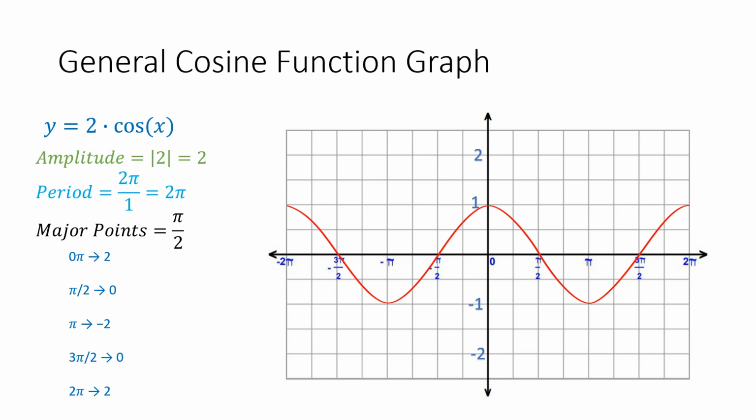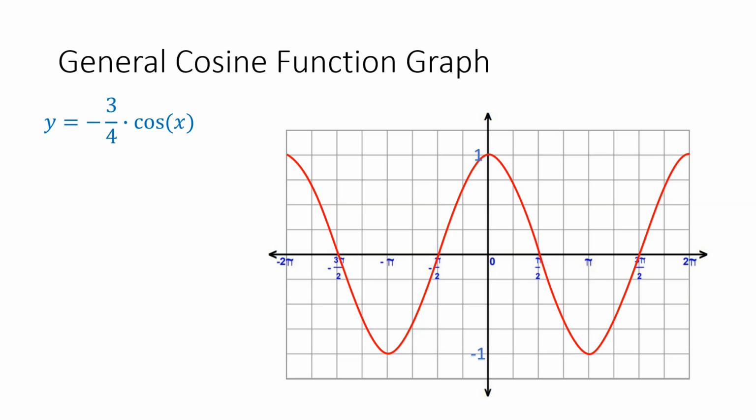So instead of it being 1, 0, negative 1, 0, 1, that amplitude changes it to 2, 0, negative 2, 0, 2. And when we look at our graph, it has now stretched vertically up to 2. So in general, we can say that if the a value is greater than 1, then it's a vertical stretch of the cosine graph.